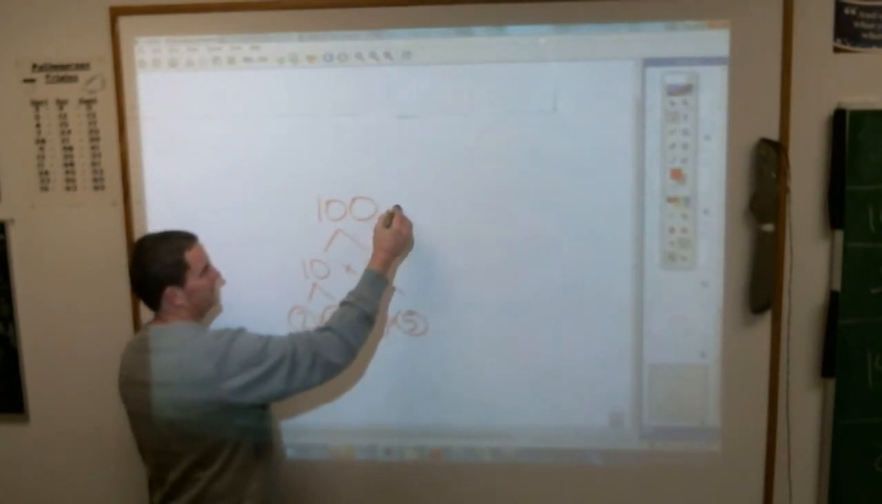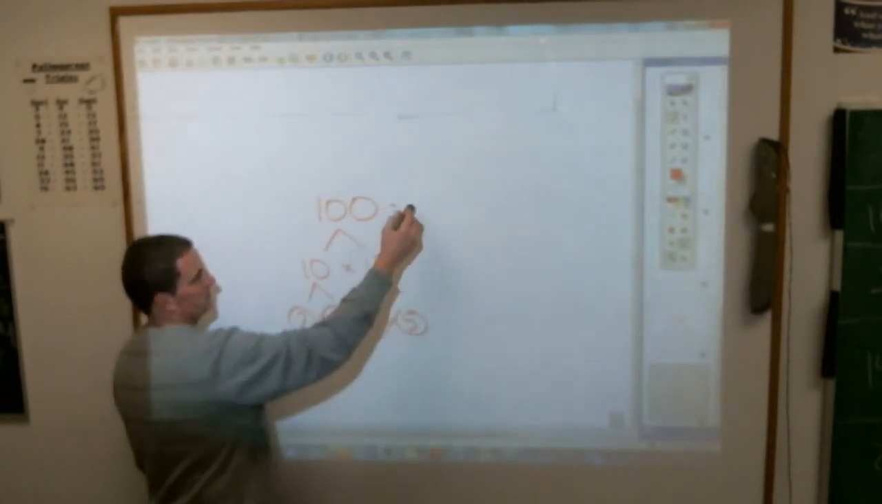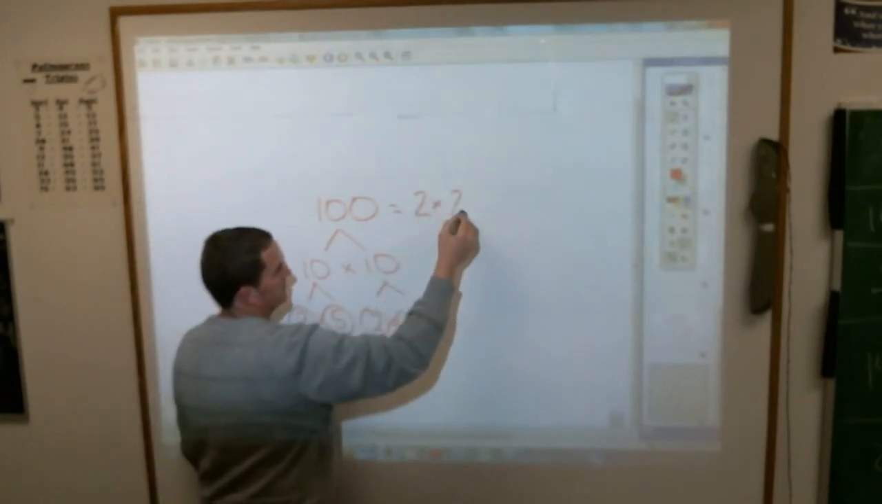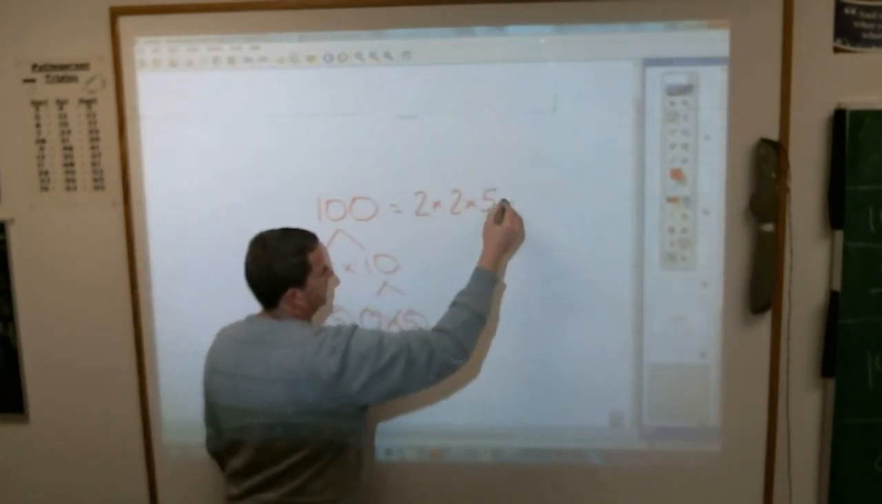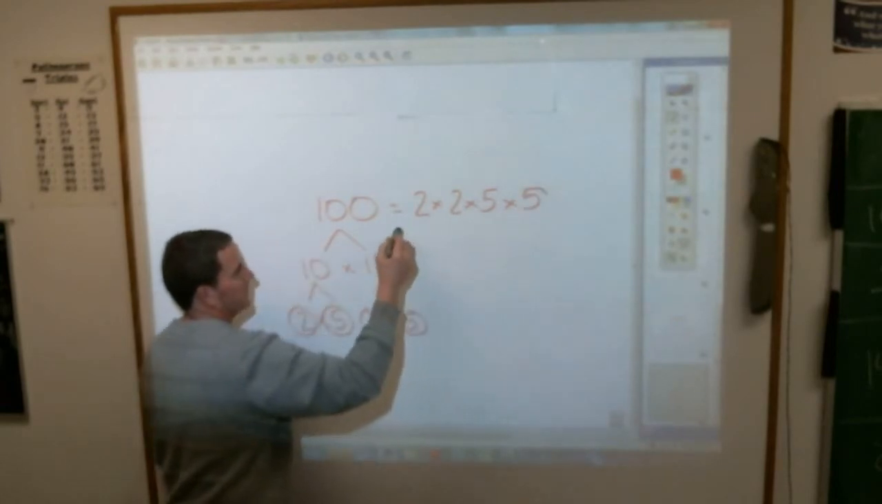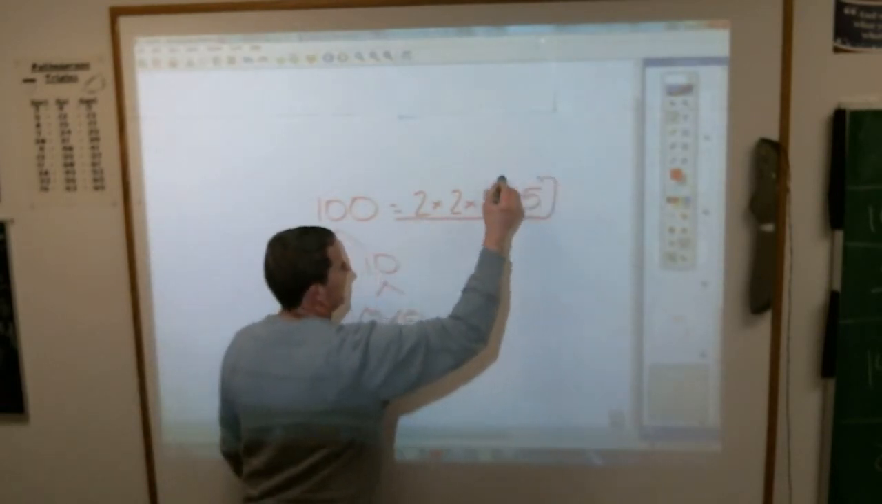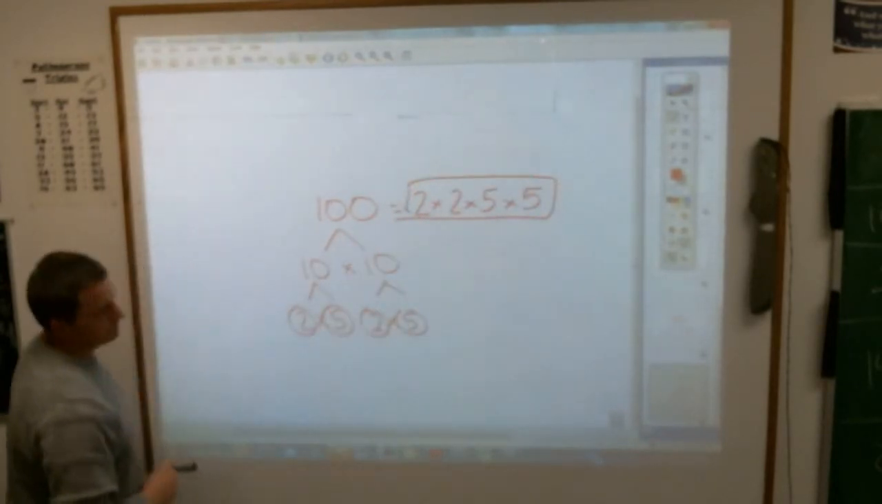So when you write down the answer, because this is how I'll read it when I say the answers, do it smallest to biggest and write them all down. 2 times 2 times 5 times 5 is the prime factorization.